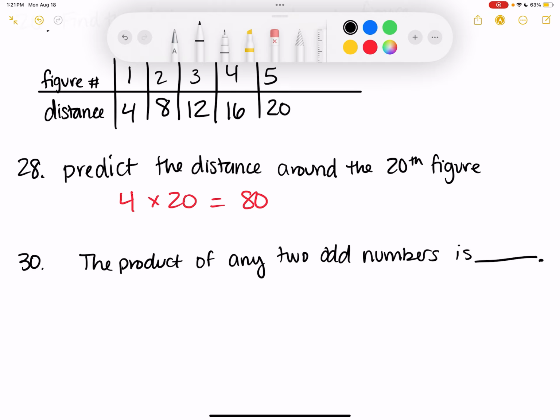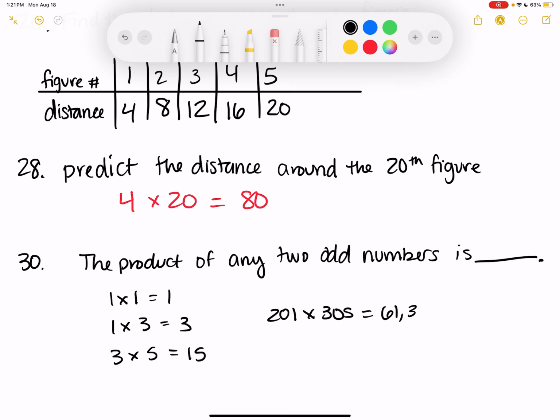And so they give us some examples here. They say that 1 times 1 is 1, 1 times 3 is 3, 3 times 5 is 15. I'm not going to write them all out. 201 times 305 is 61,305. So the product of any two odd numbers is what? Odd. And that's your answer for that one. Now, you don't have to write out all of these little things when you do it, but you need to write out the problem statement when you're doing your work.